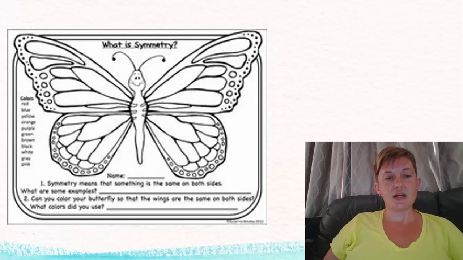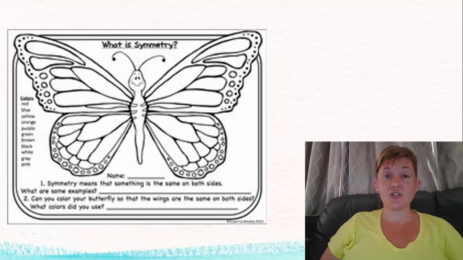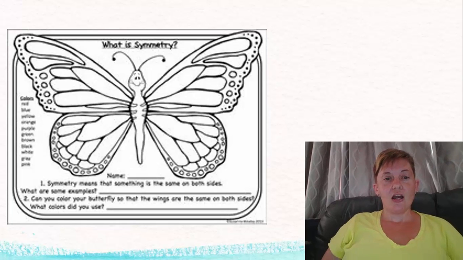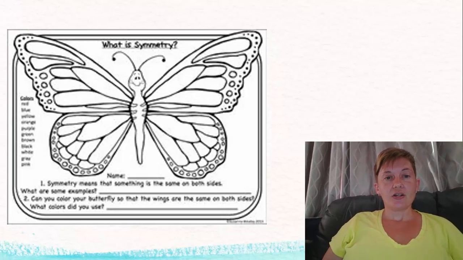Symmetry means that something is the same on both sides. You can also ask them to give you some examples of what symmetry is, and they can take this home and keep it and reflect on it when they need to know something about symmetry. Also get the children to go outside and see if they can find any butterflies and see for themselves in nature about the butterflies and the symmetry on both sides.